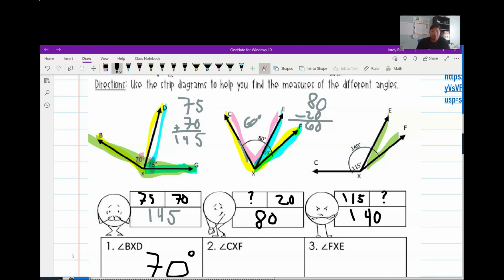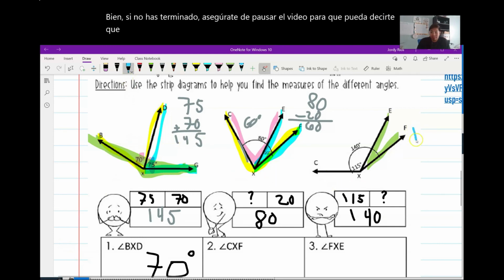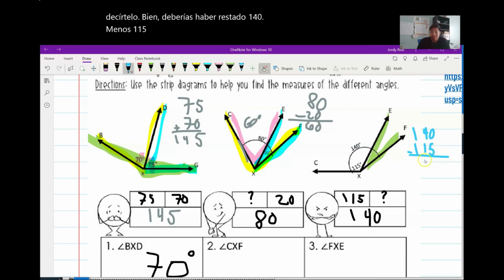Okay, if you're not finished, make sure you pause the video so that I can tell you, okay? So you should have subtracted 140 minus 115, and you should have gotten 10 minus 5 is 5, 3 minus 1 is 2. You should have got 25 degrees.